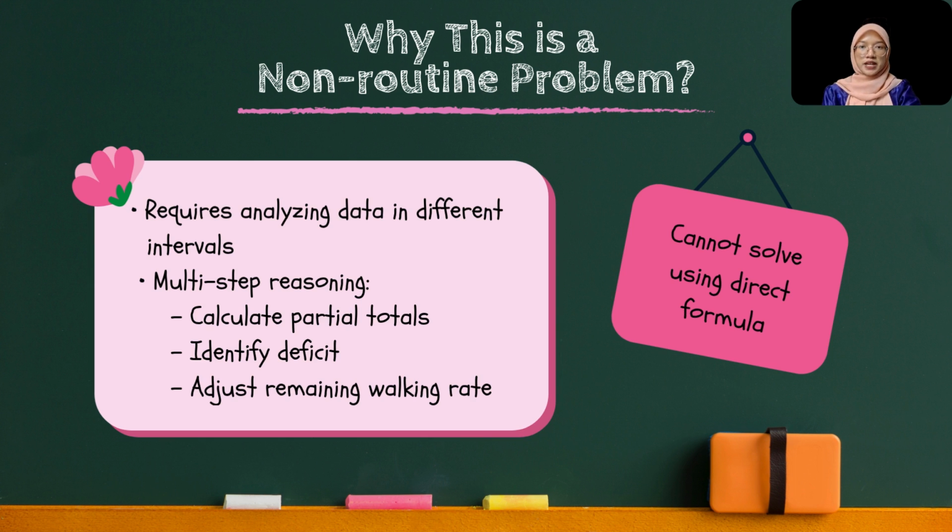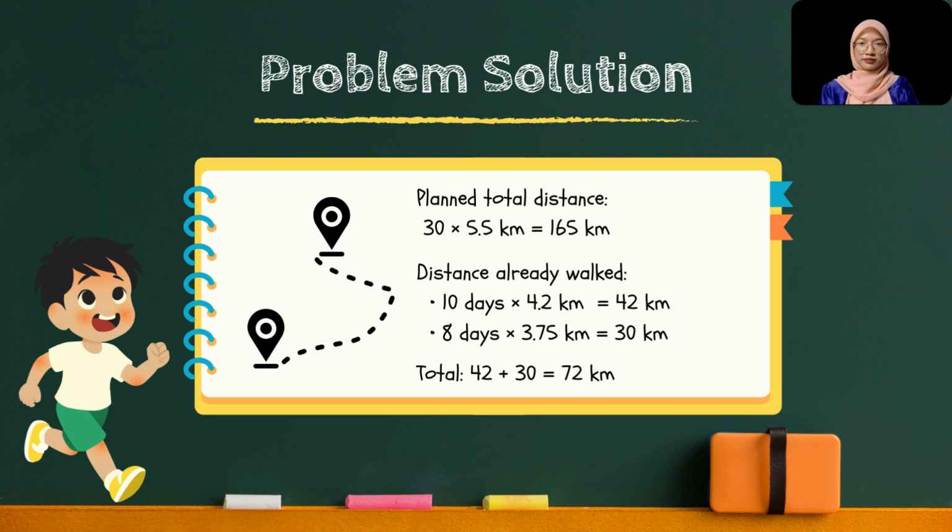This means Amir's problem needs more than one step. We must think carefully and connect several pieces of information. In real life, many problems are like this. We don't just apply one formula, we analyze and reason step by step. To solve this problem, let's calculate step by step. Amir's planned total distance is 30 days times 5.5 kilometers per day, and we got 165 kilometers. So that is his goal for the whole month.